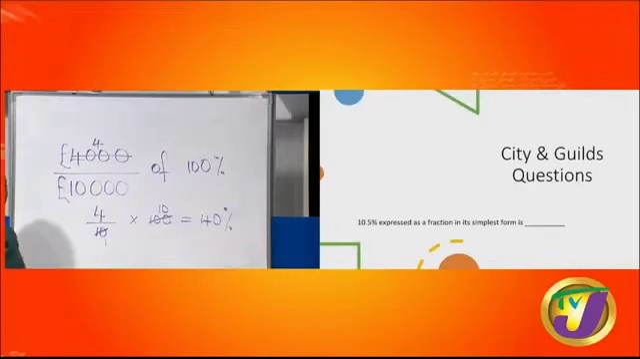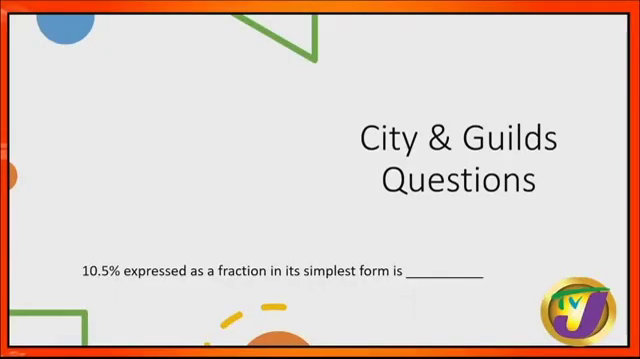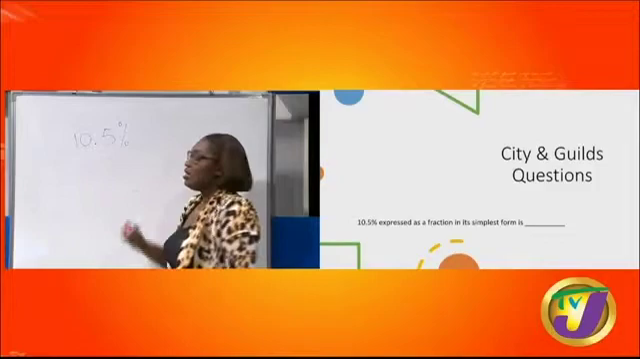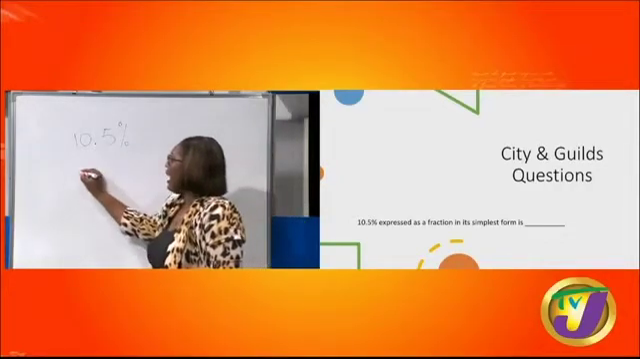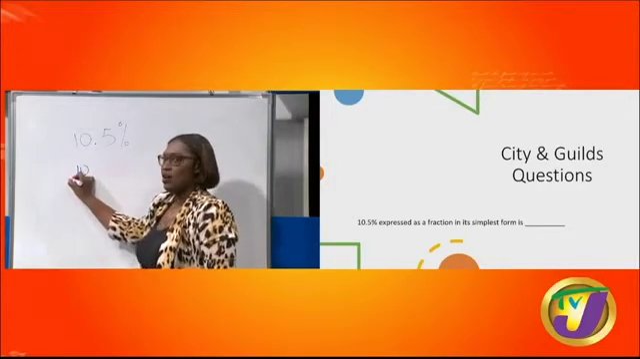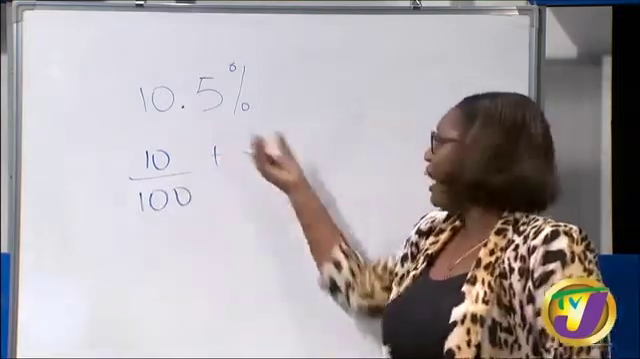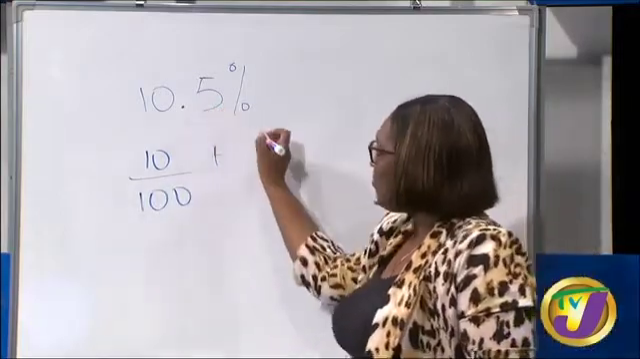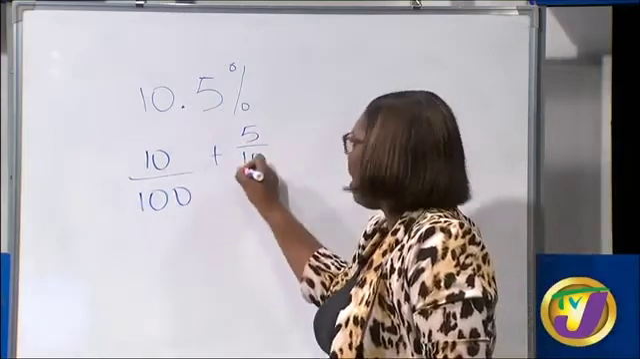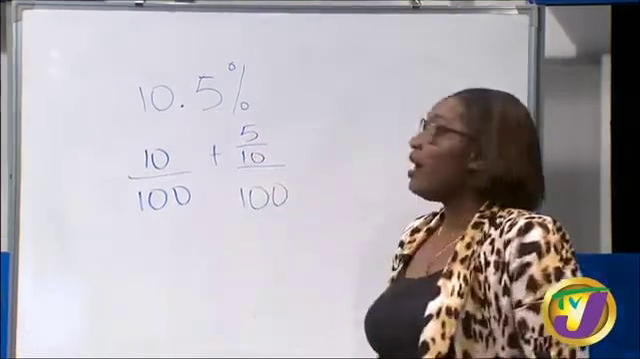All right, so let's look at this City and Guilds question. 10.5% is expressed as a fraction in its simplest form. We have 10.5%. Now, as a fraction, what does this mean? Here we have 10 100ths plus we have a fractional part here. So we have 5/10 of 100 parts.